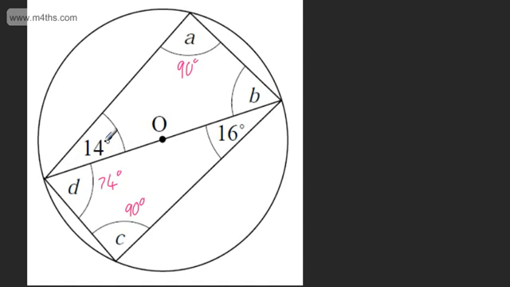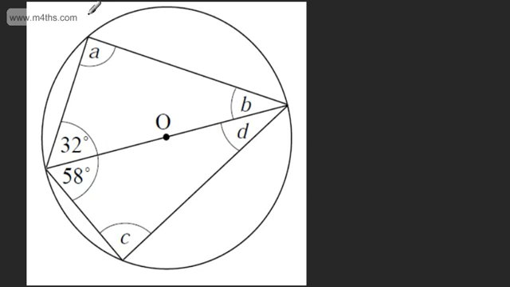90 plus 14 is going to give me 104, so this one right here is 76. And if we add these ones up right now, we can see that those are going to give us 180 also. Okay, let's look at this one.